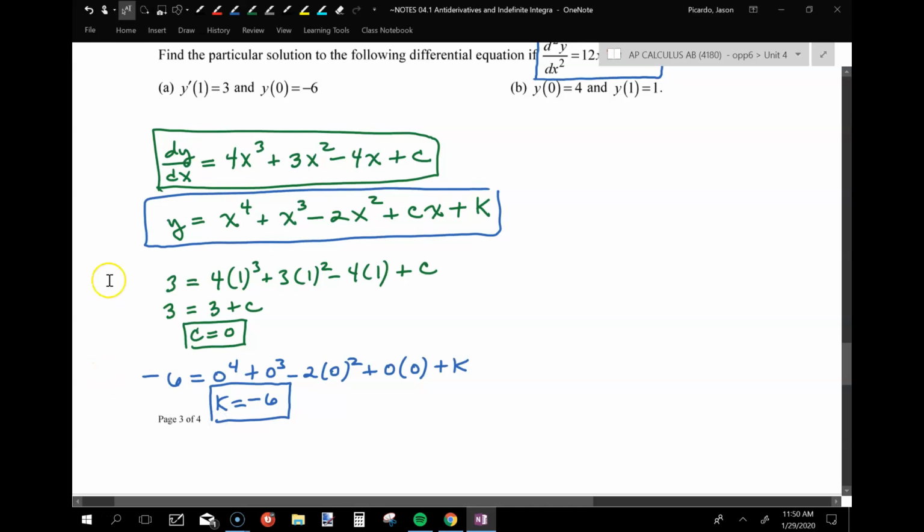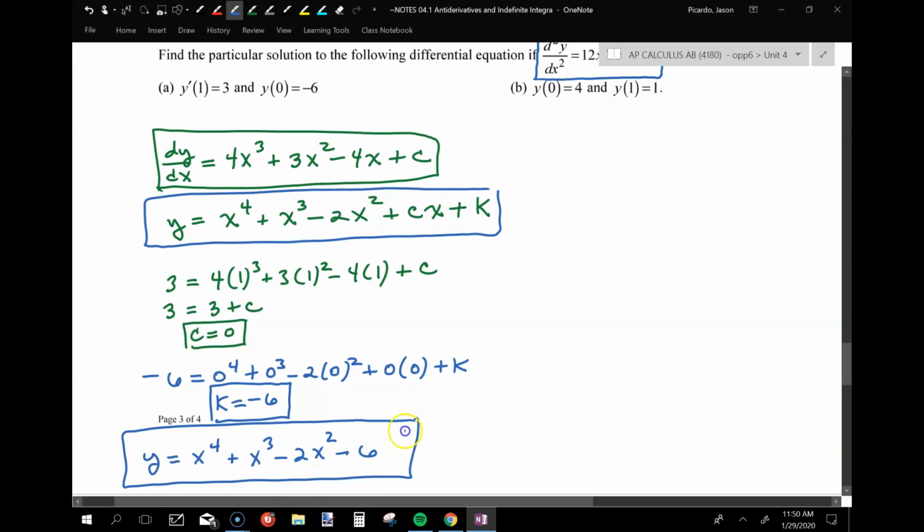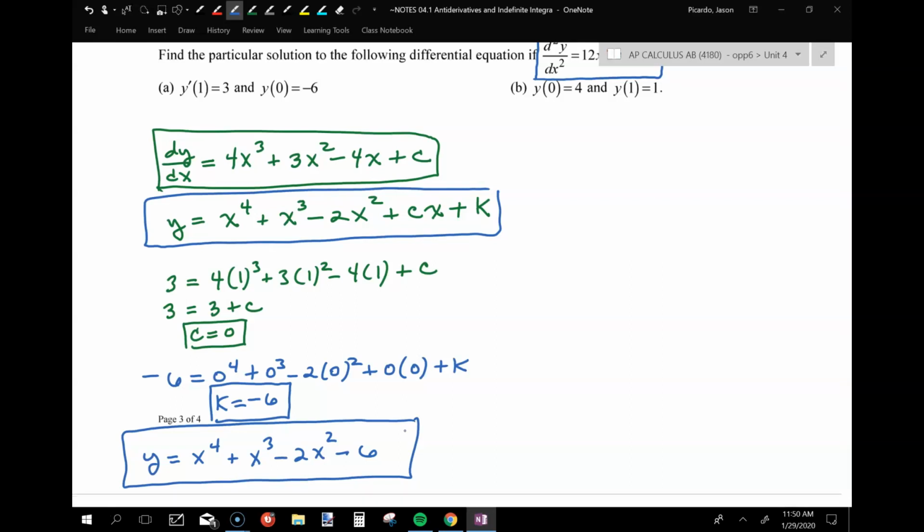All right, so have I solved the differential? Well, not until I write the final equation, right? So I know what the value of c is, I know what the value of k is. So the solution to this differential is that. That cool? All right.